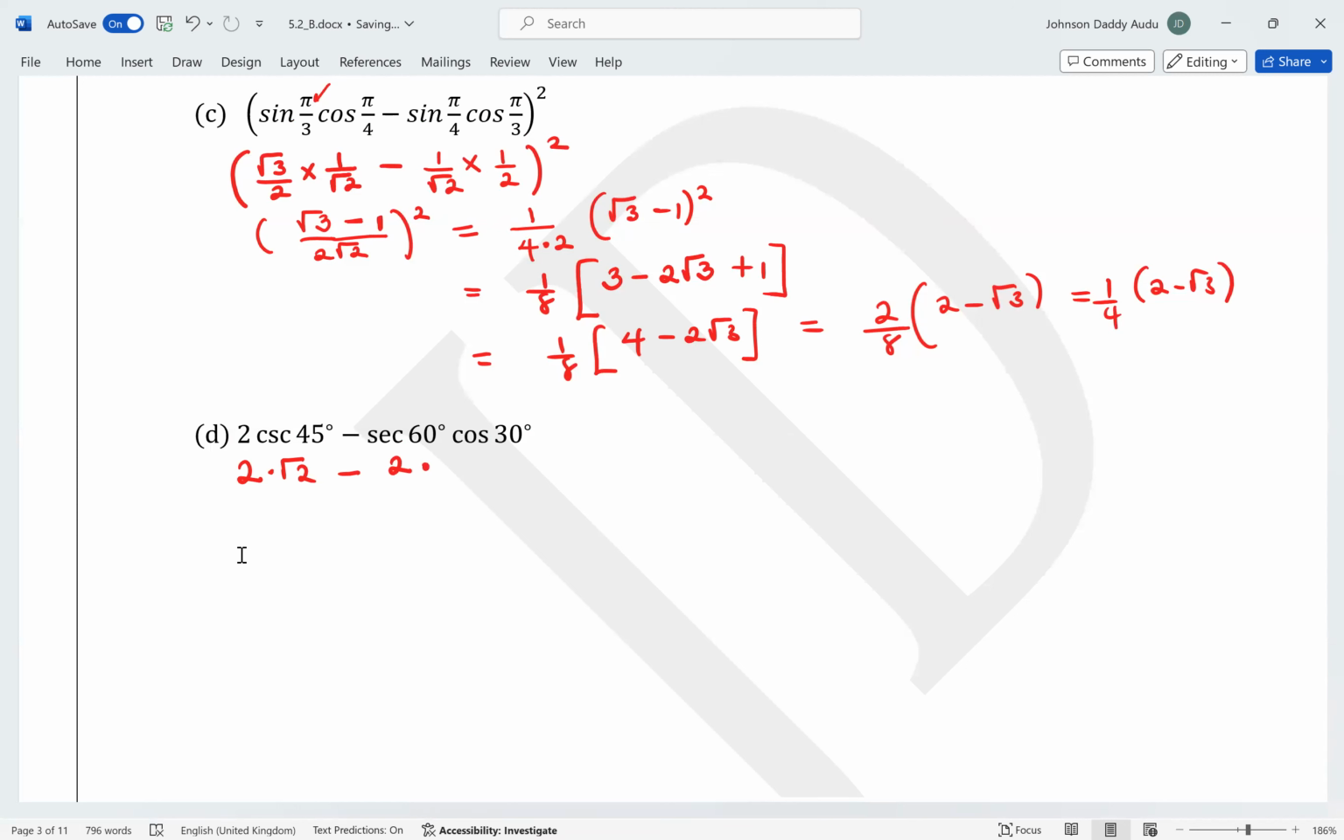Then cosine 30, we know what is cosine 30. Cosine 30 is nothing but root 3 over 2, right? So here we just need to simplify. So this is going to be 2 root 2 minus root of 3. And I think this is the best we can get, because here 2 will cancel 2.